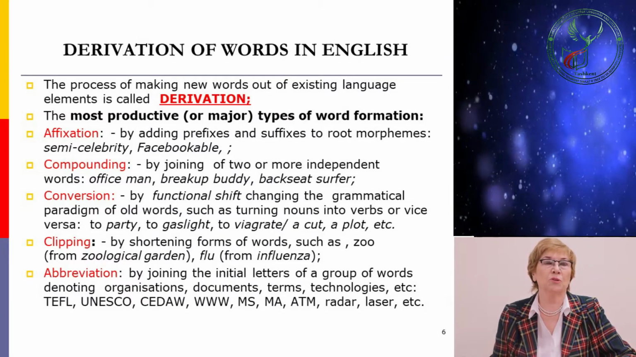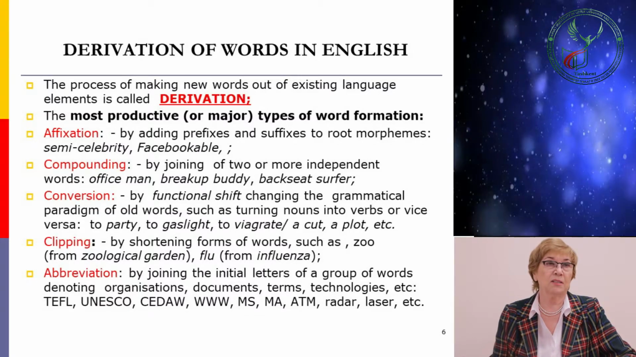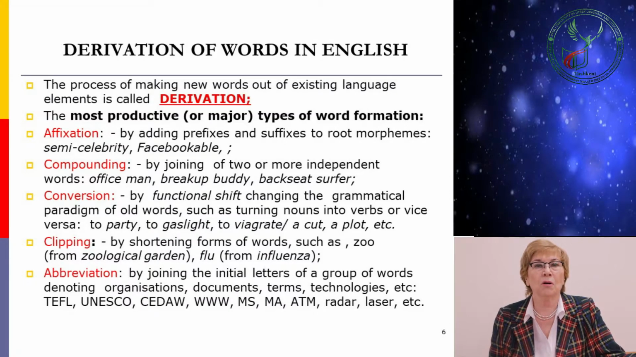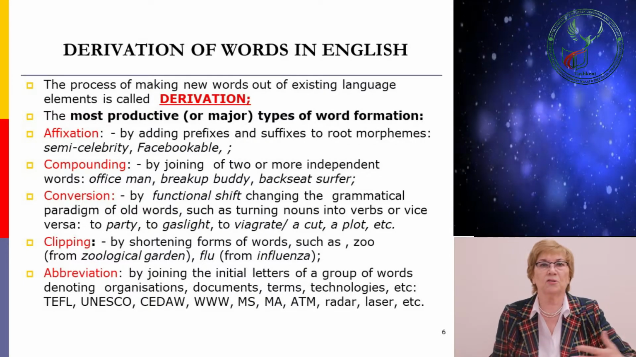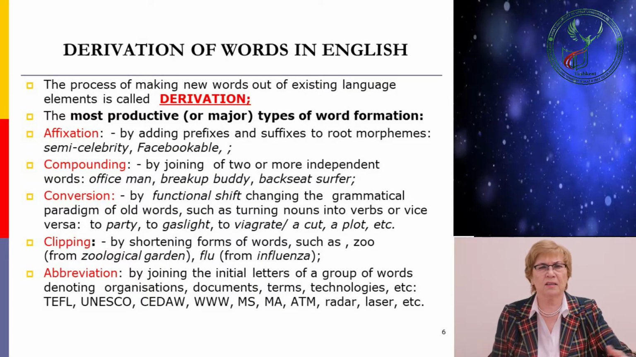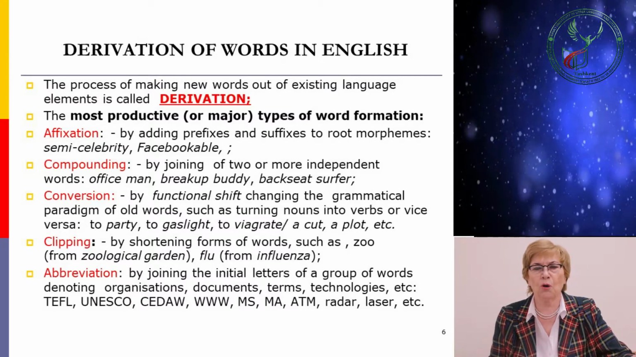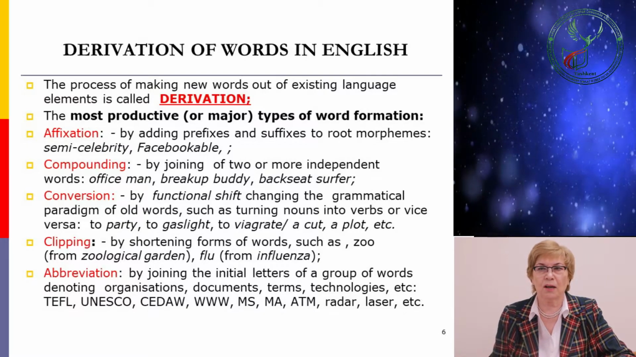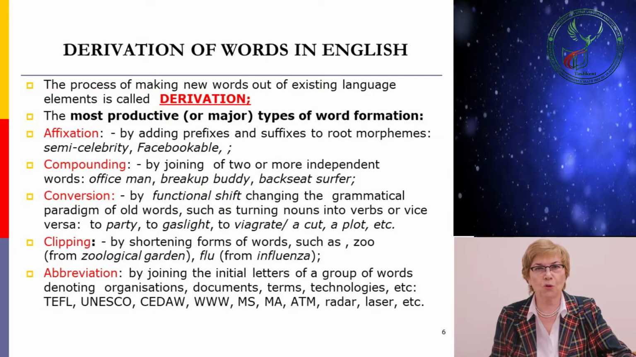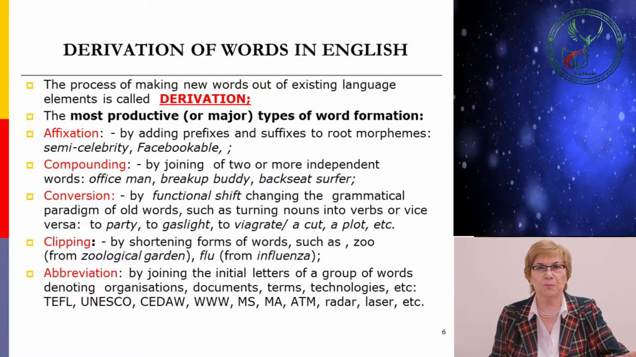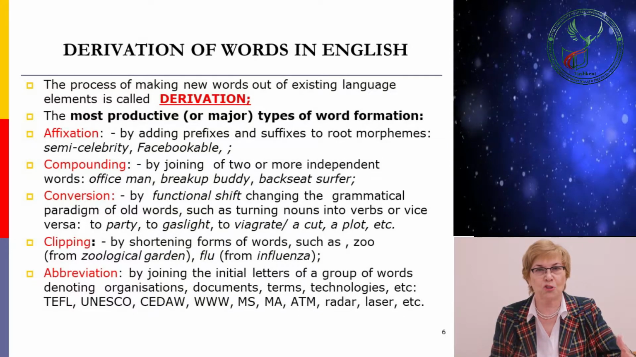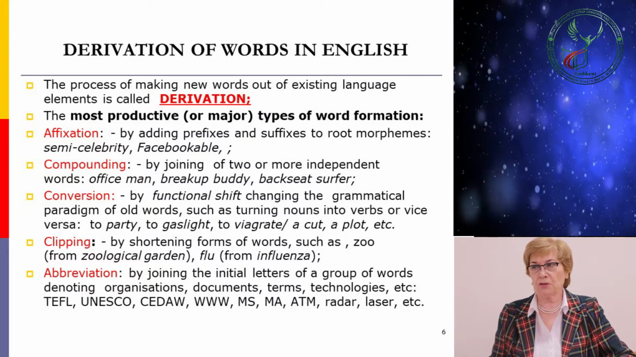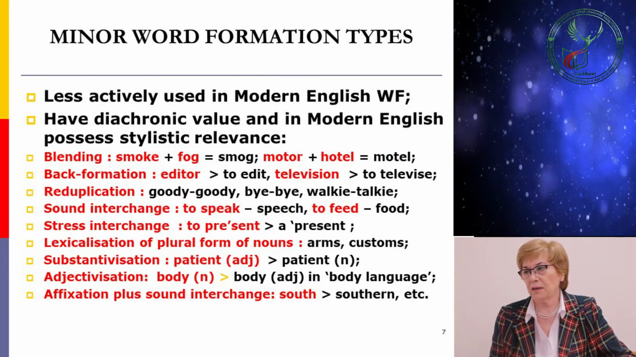And abbreviations. Abbreviation is a very handy type of word formation, because long expressions which denote organizations, professions, illnesses, documents, terms can be easily and cleverly abbreviated so that they make short words, comprehensible and usually generally recognized. Okay, now minor types, as I already mentioned once, are given here on slide 7.